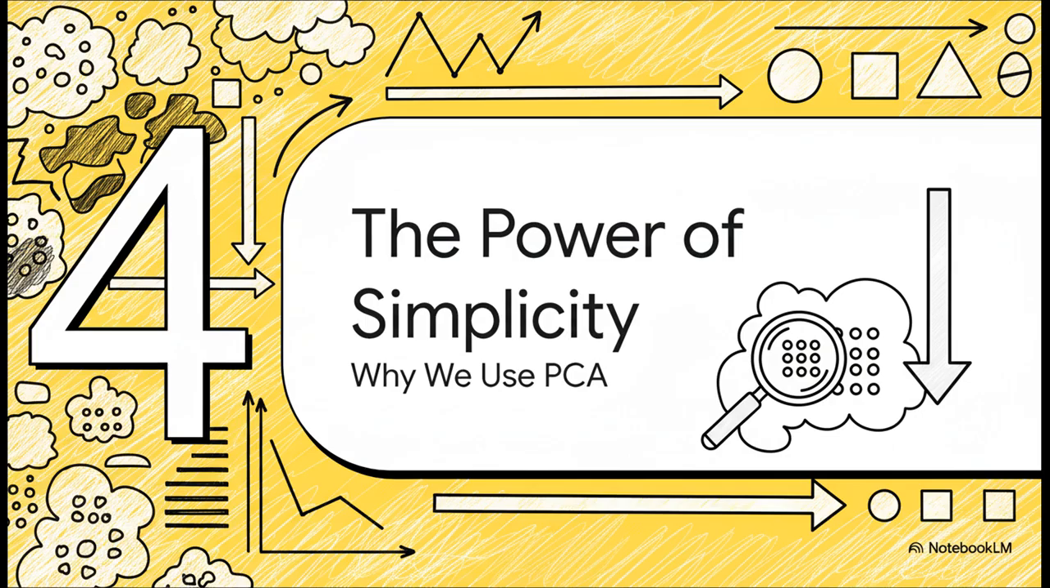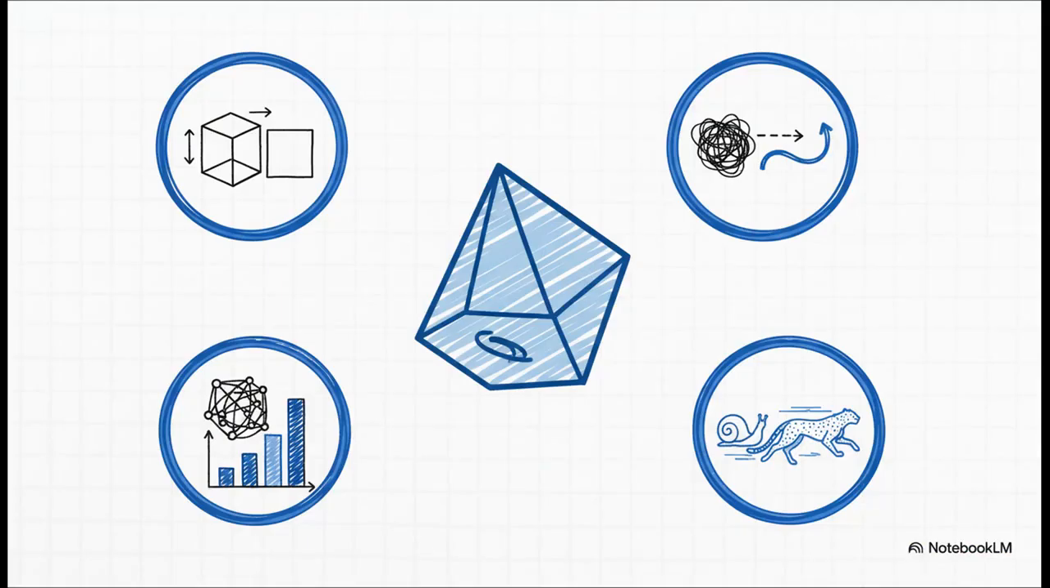So we just saw it work on a perfect, almost too perfect example. But what does this amazing power let us do in the messy, complicated real world? Well, in the real world, this power to simplify is an absolute game changer. All those big problems we started with, too many variables, models running too slow, not being able to visualize anything, PCA helps us tackle all of them. It simplifies things, it speeds them up, and it helps us see patterns we would have missed otherwise.